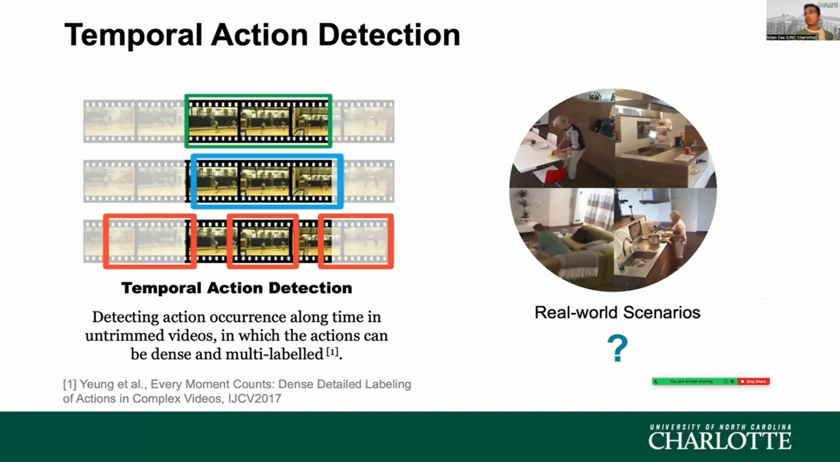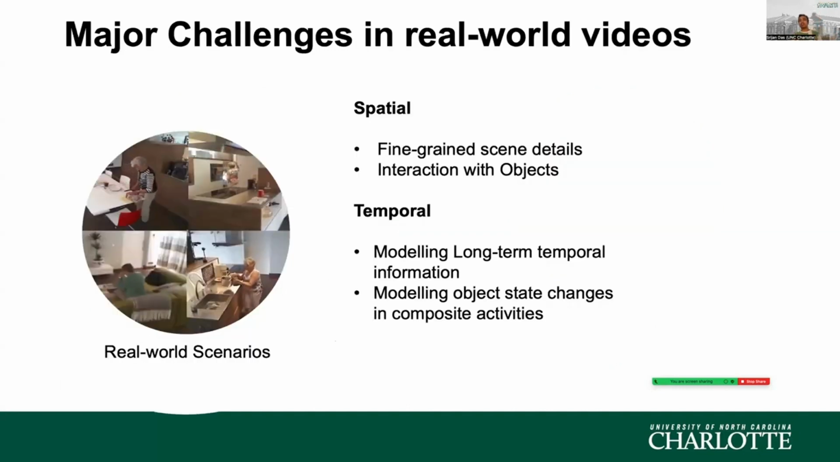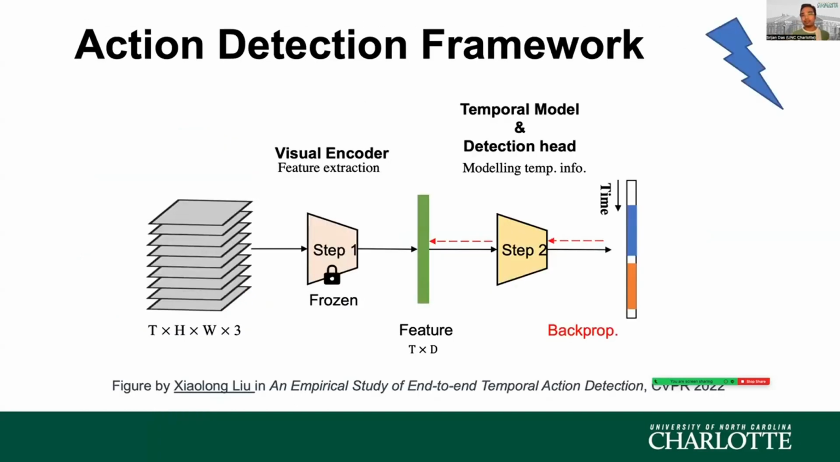How about the real-world scenarios? There are different challenges involved in real-world videos. In the spatial domain, there are so many fine-grained scene details. Let's say there are so many objects in the scene and how the human interacts with these different objects in the scene. The human-object interactions need to be modeled by the system. And in the temporal domain, it has challenges such as long duration videos, composite activities like cooking, and there can be occurrences of concurrent actions. So we try to take a step towards action detection in this complex real-world setting.